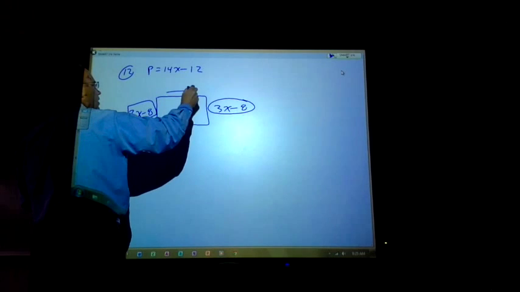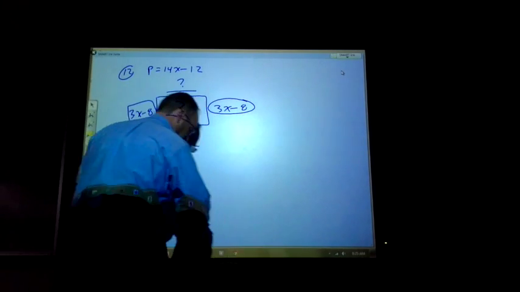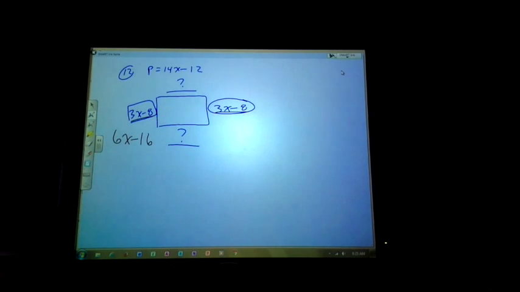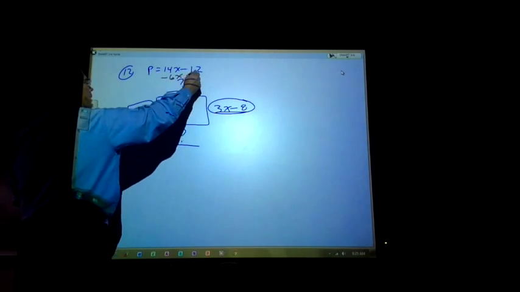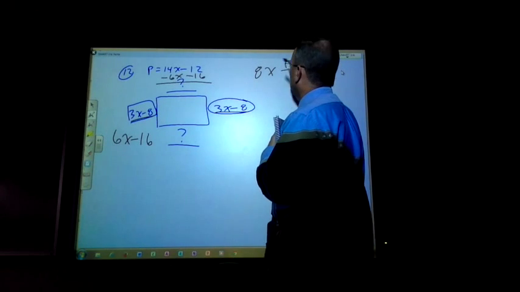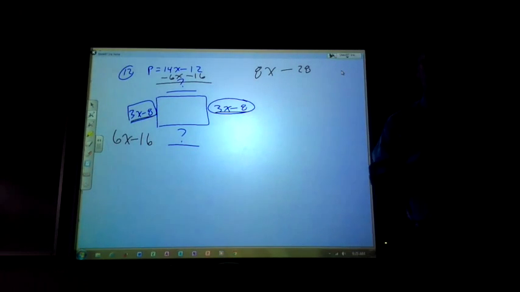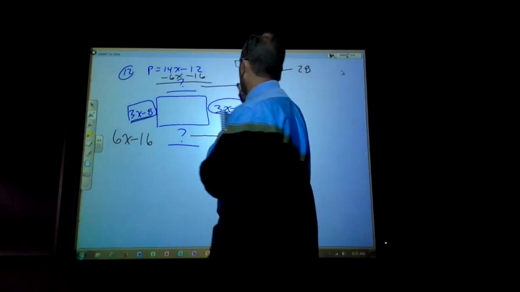Okay? These are going to be the exact same as well. So if I were to combine these two together, I get 6x minus 16. Do you agree with that? If I take that away from what our perimeter is, then that's going to give me 8x minus 28. So is that the long side, or is that both the long sides put together? It's both long sides put together. So how long would this one side be? 4x minus 14, good. And then this would have to be 4x minus 14 as well.